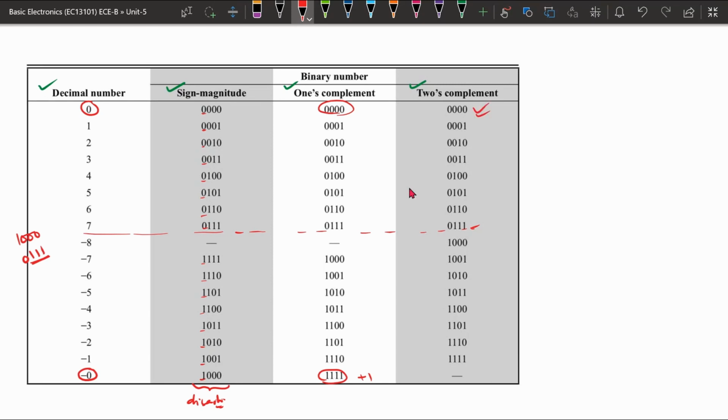So that's why 2's complement is preferred in all different types of applications. If we are going to perform mathematical operations, 2's complement is preferred because it has a single representation for 0. Also, it can represent minus 8. So minus 8 can be represented by 2's complement representation. And all other methods are the same, like we add 1 to get the 2's complement of the negative number.